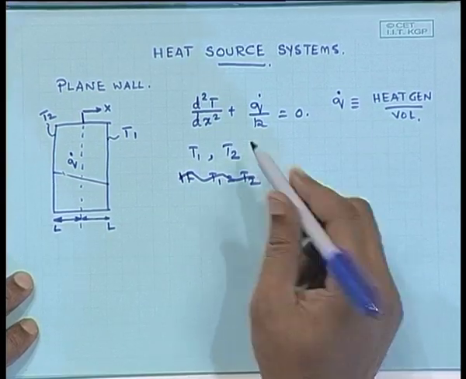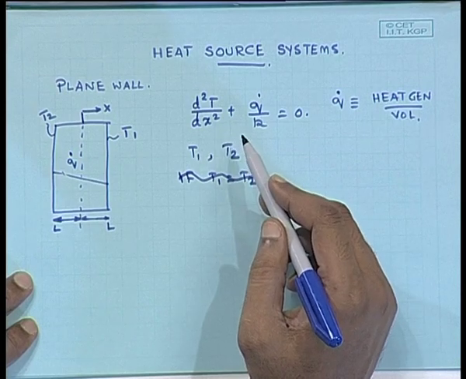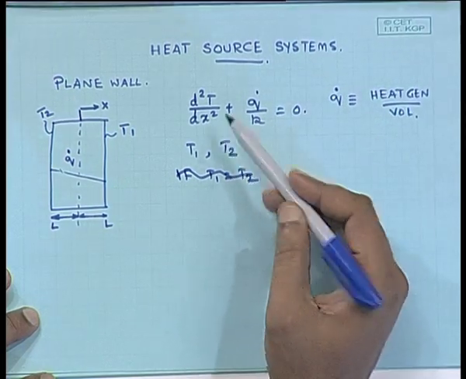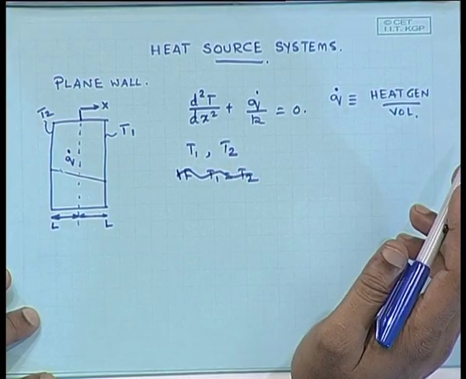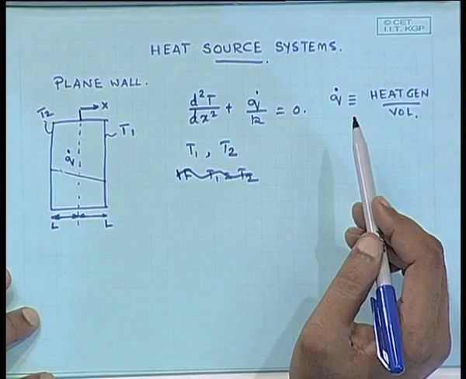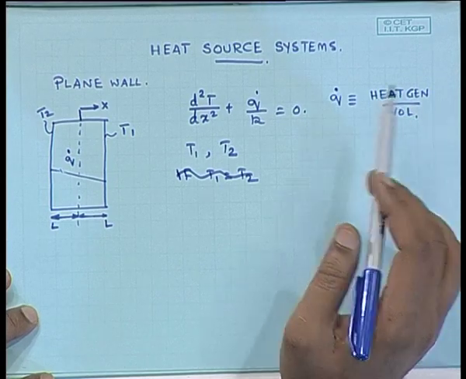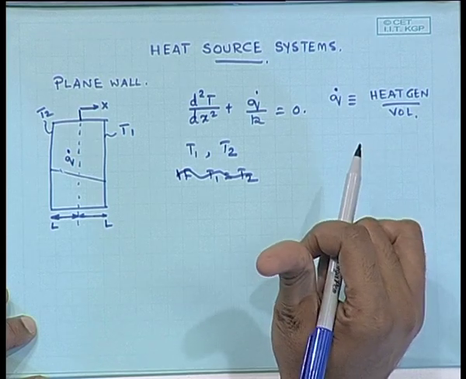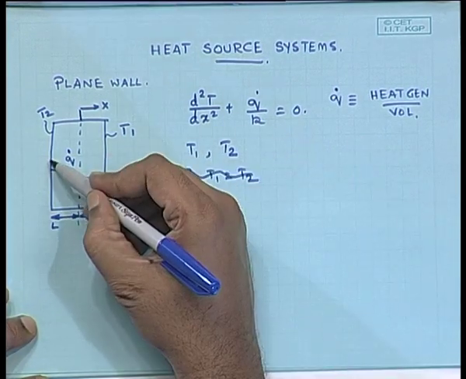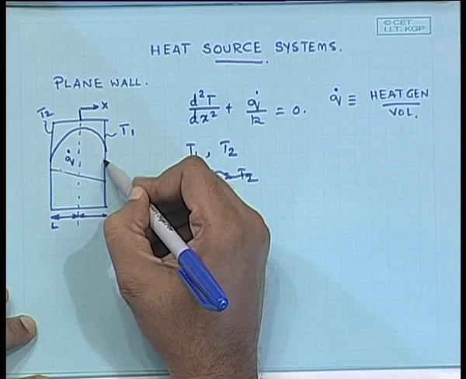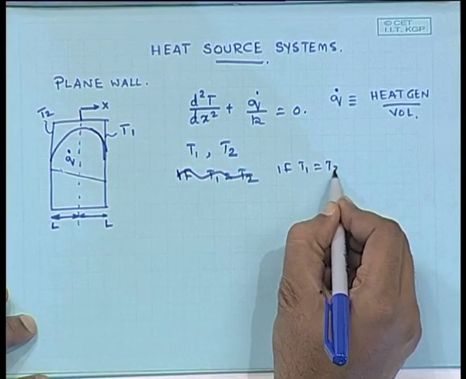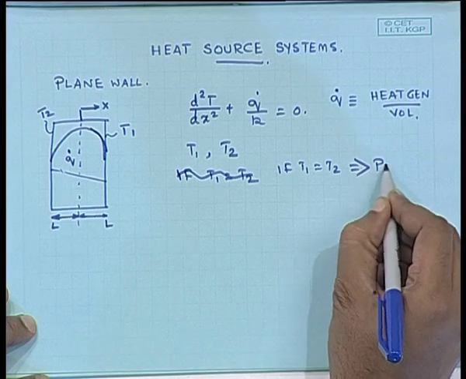If you now generate heat inside the system, what would be the profile? Integrate it twice, q dot is a constant. So, it is going to be some sort of a parabola. The parabola may not be symmetric. It would be symmetric when T1 is equal to T2, and this is not.